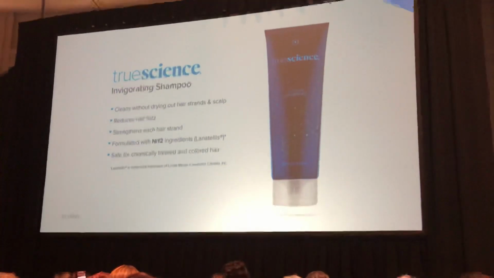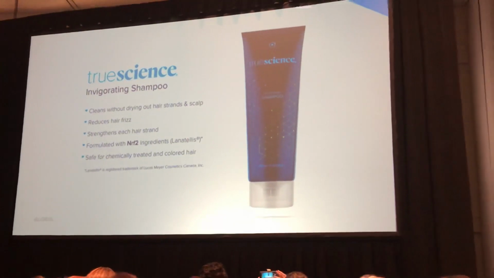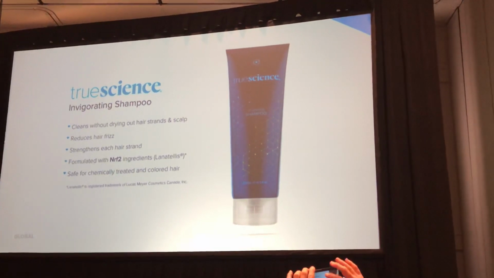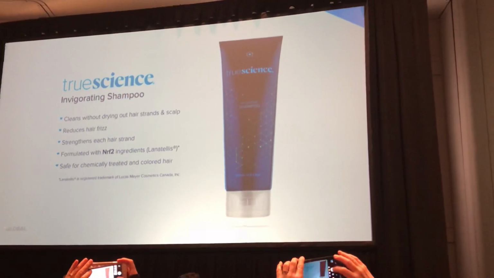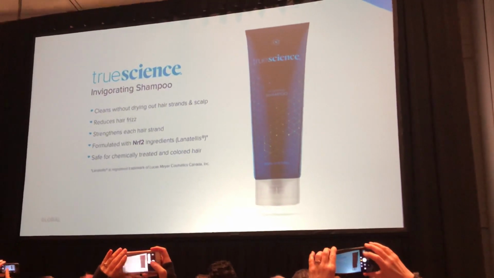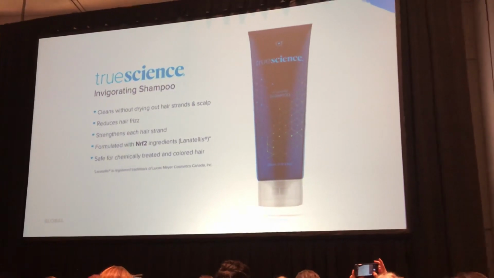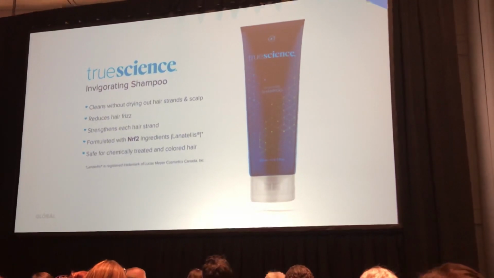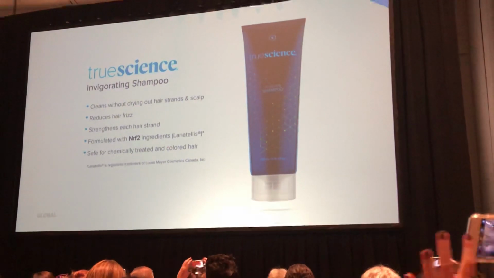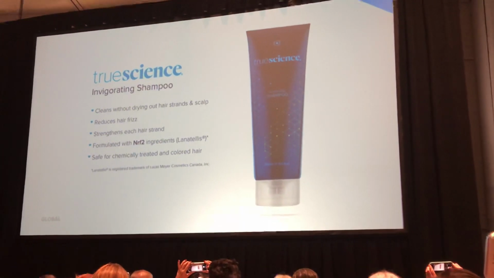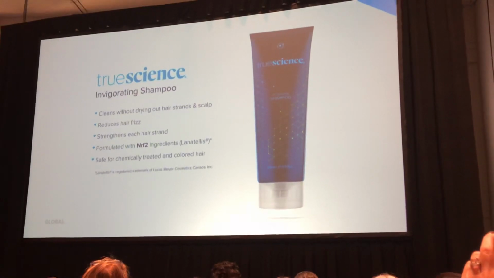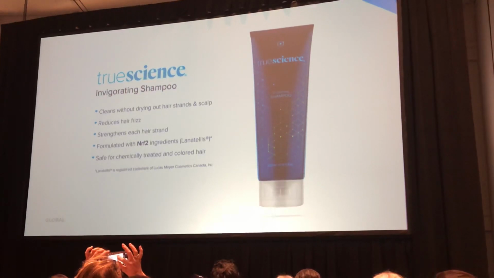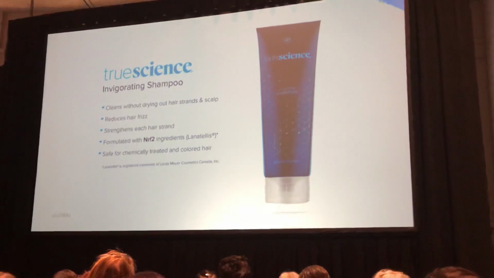So really, if I summarize the benefits of the product, it's going to clean your hair without taking out the good oil. It's going to reduce hair frizz. It's going to strengthen those hair strands. I would say also it has been formulated with Nerve 2 ingredients. The trade name of the blend is called Lanatellis. It consists of green tea and a word which is hard for me to say in English, so I'm going to say it in French, chrysanthème, which is chrysanthemum.